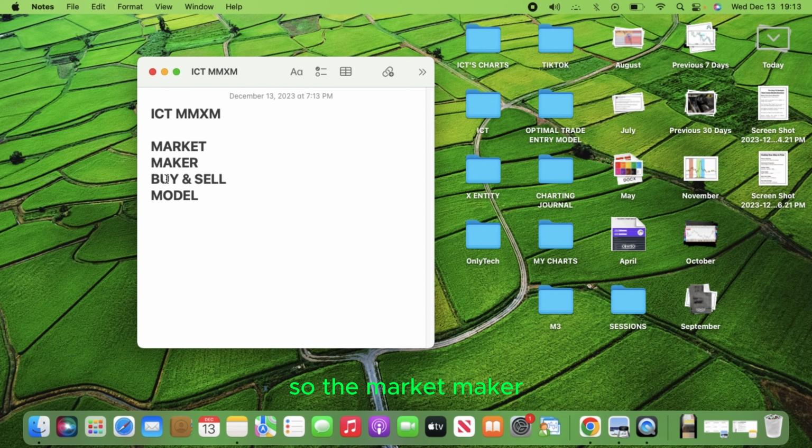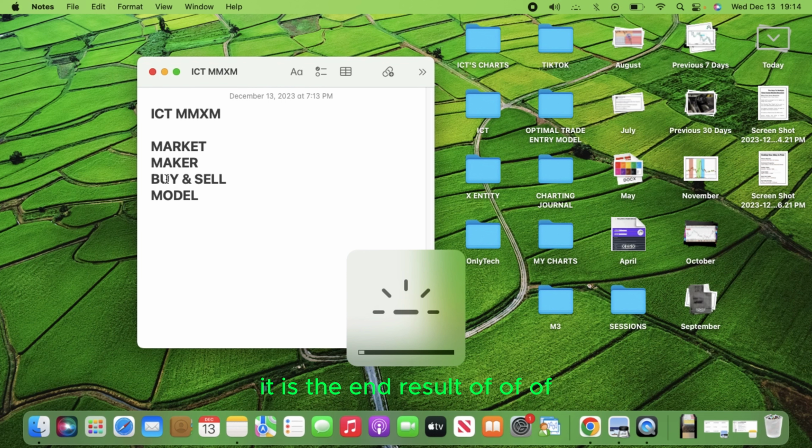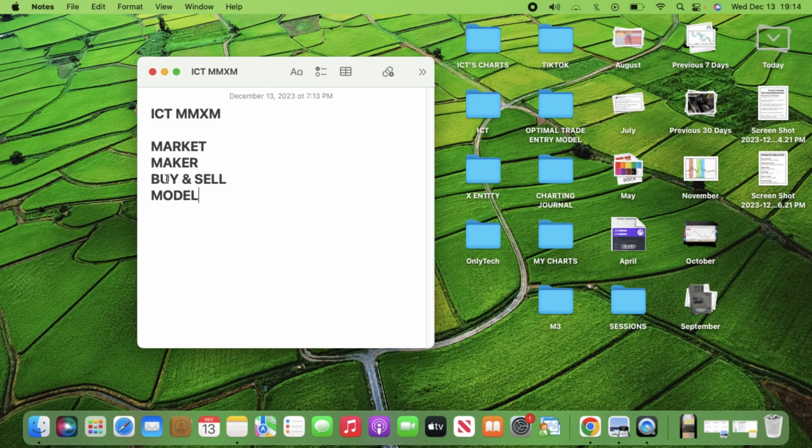So the market maker X model, it is the end result of our strategy as a whole.